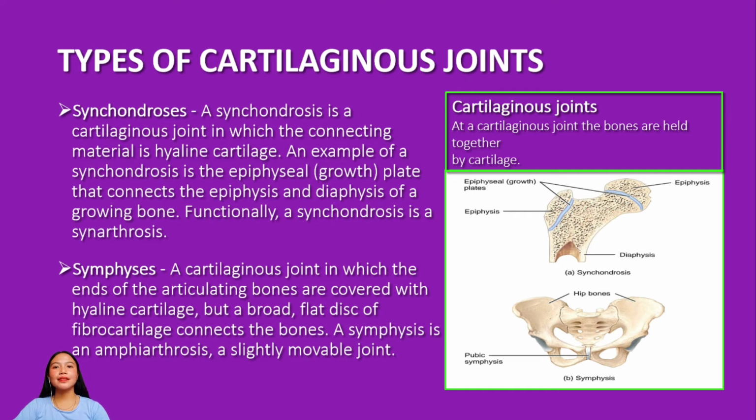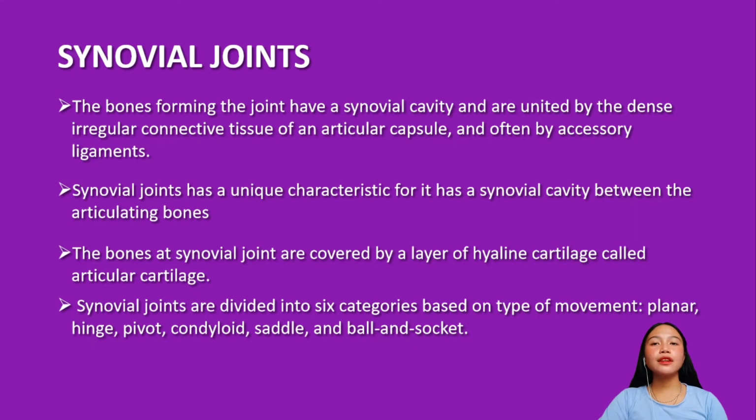So, next is symphysis. This is the second type of cartilaginous joint in which the ends of the articulating bones are covered with hyaline cartilage, but a broad, flat disc of fibrocartilage connects the bones. A symphysis is an amphiarthrosis, a slightly movable joint. So the third type of joints is synovial joint.